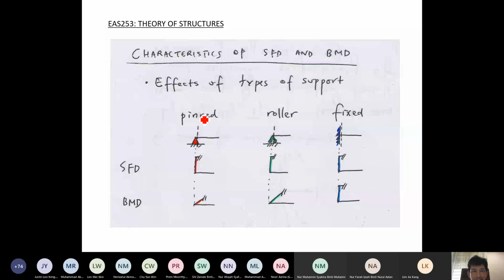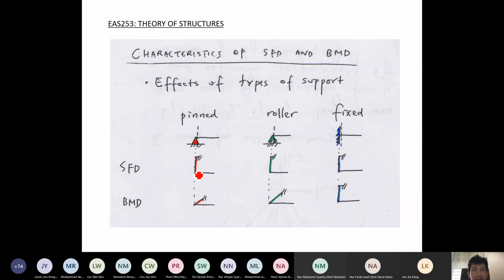Okay. For pin support, in the shear force diagram, you have a value there, and this value corresponds to the magnitude of the support reaction. Either this is up, positive, or negative, it depends. But there is a value there. And for the bending moment diagram, if there is no concentrated moment acting at a pin support, you will get zero. So at the simply supported end, your bending moment at that end must be zero, and for the shear force, there must be a value there, and the magnitude of that value is normally the same as the support reaction.